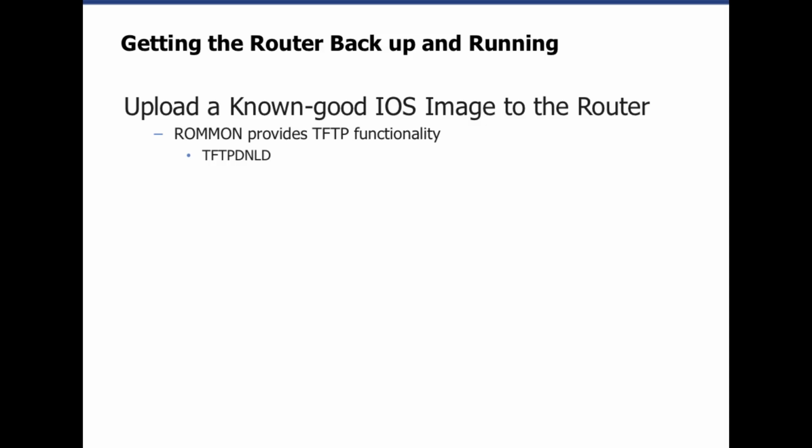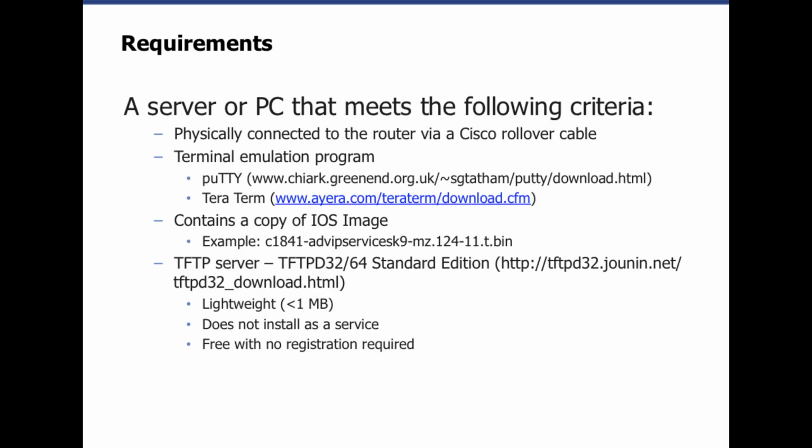And of course, we're in ROMMON mode, so we don't have many other options other than doing this from ROMMON, and thankfully ROMMON provides some TFTP functionality. If you've done iOS upgrades in the past, you've used iOS to actually TFTP an image up to the router, but in our case, ROMMON is the only option we have, and it will work using a command called TFTPDNLD, and we'll get into that and how we set that up in just a moment.